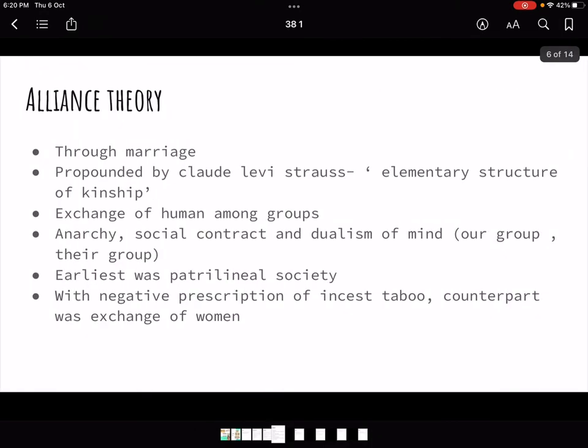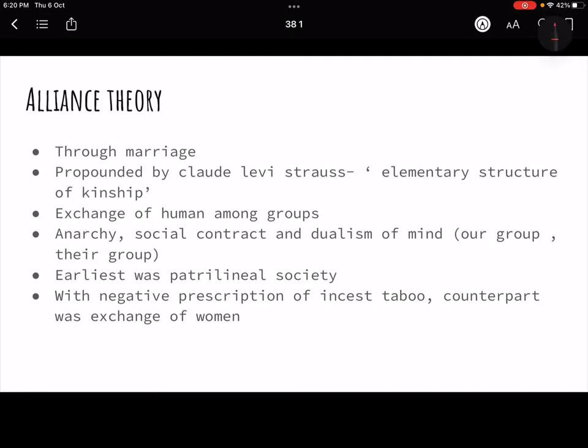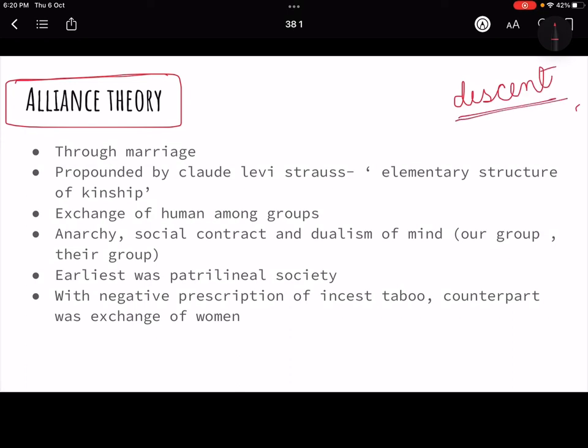Now we come to our next topic and the last topic for the chapter itself. It's the alliance theory. Basically, whatever we were reading until now was more or less related to descent. Whatever we read until now was descent based, right? That means kinship has two parts, by blood and by marriage. How do you create a grouping? Either by blood or through marriage. But we were just studying how the kinship ties are there by blood, right?